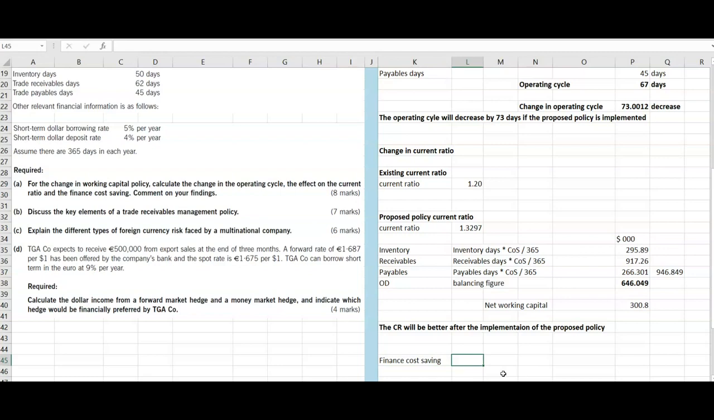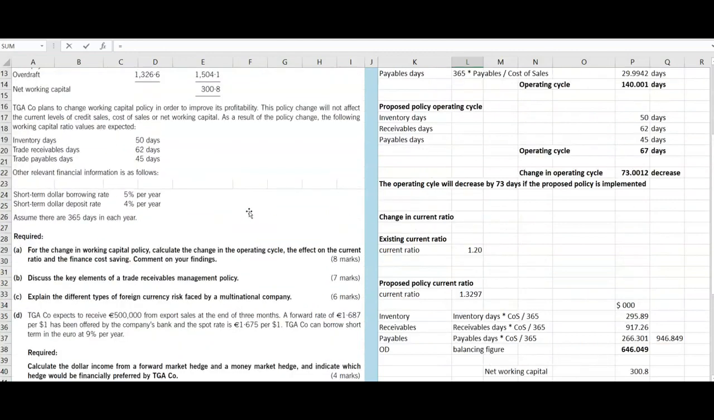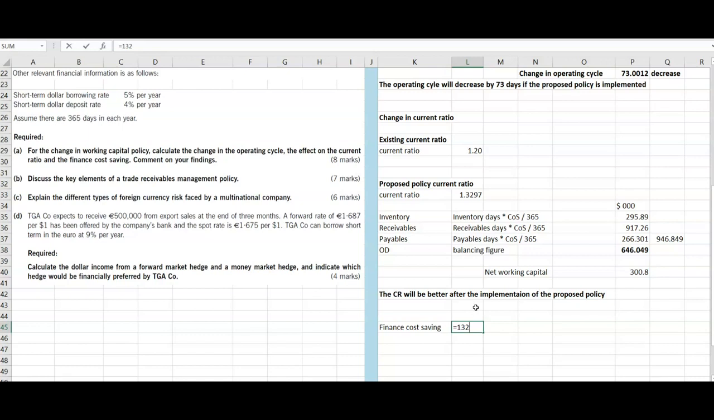So how is finance cost saving? Finance cost saving is the difference between the overdraft which you already had, which is 1326.6, minus the new overdraft, because overdraft has reduced. So this number you have to get. So this is the finance cost which has been saved, or the finance which has been reduced.